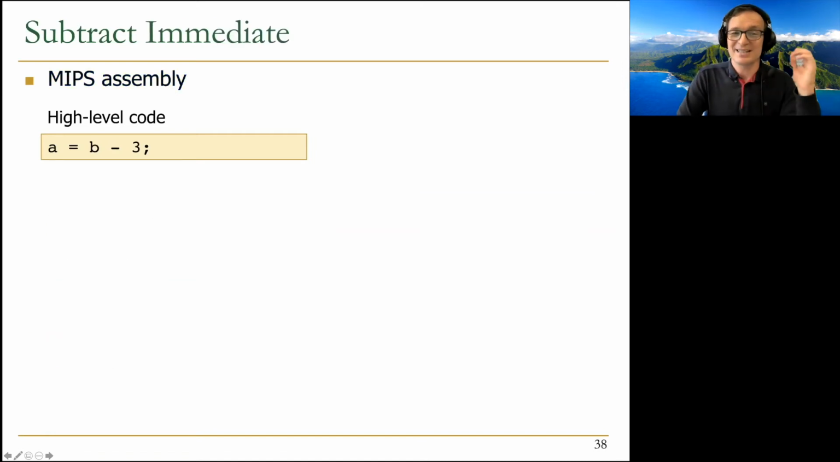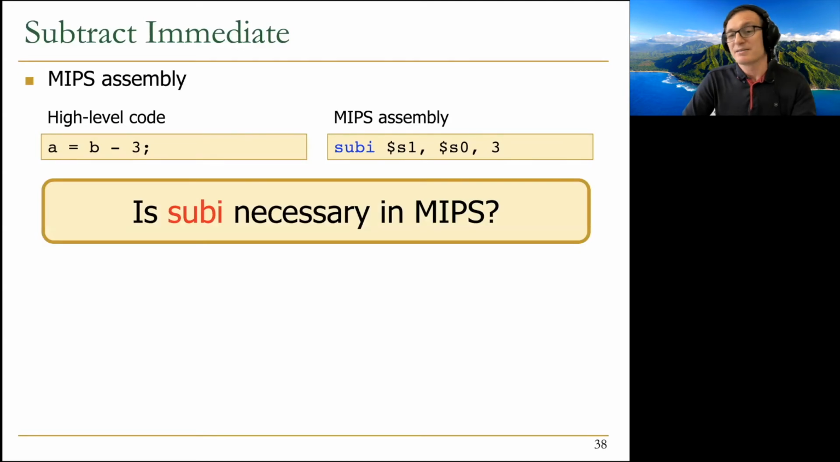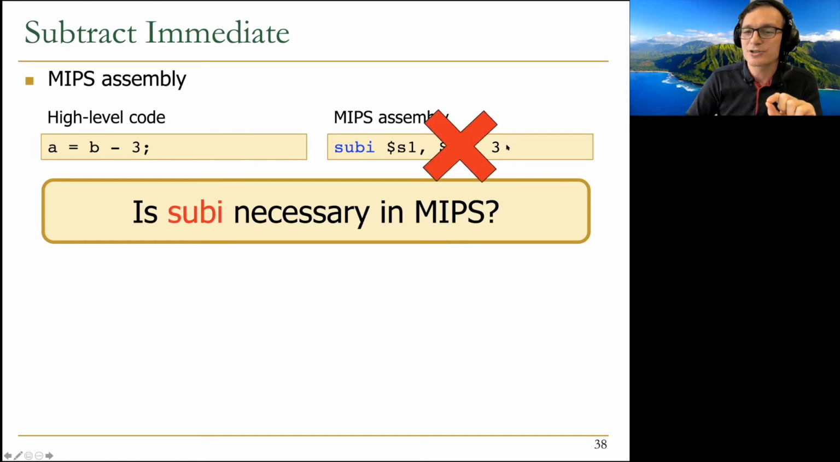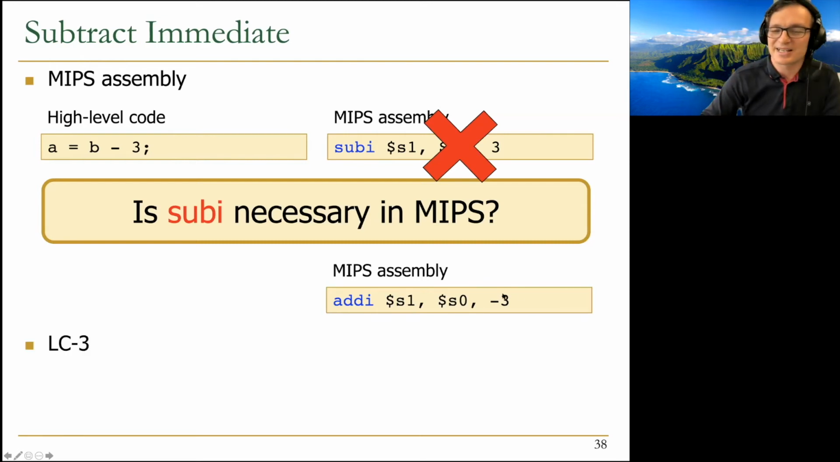Subtract immediate, MIPS assembly looks like this, basically. You have a high-level code B minus 3 over here. And you can do subtract immediate just like add immediate, very similar. But sub-I is really not necessary in MIPS in this particular case because this immediate value can also be represented as add I minus 3, right? Okay, so it's really not necessary in this case.